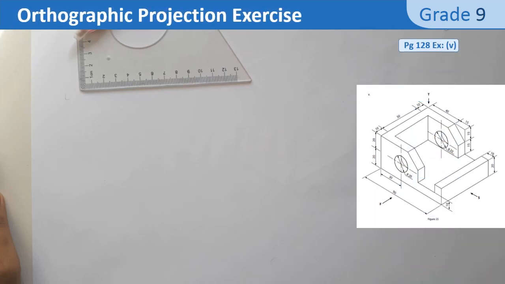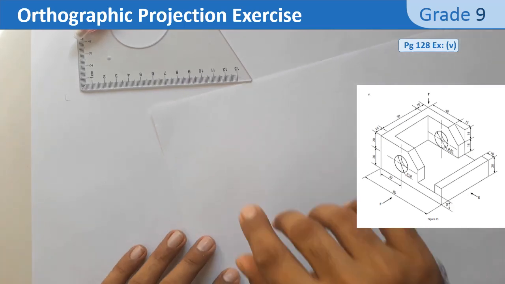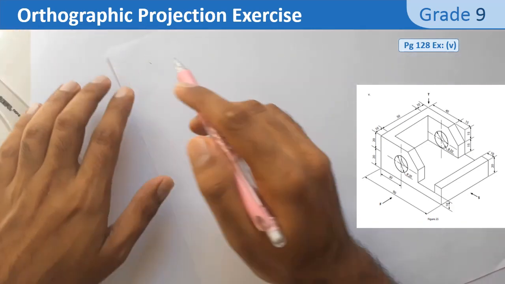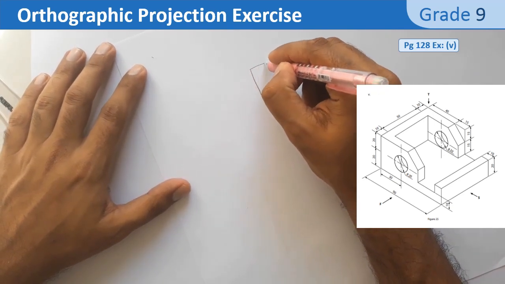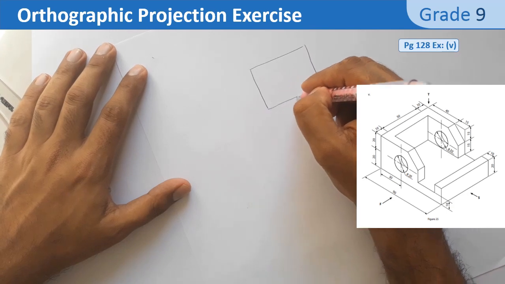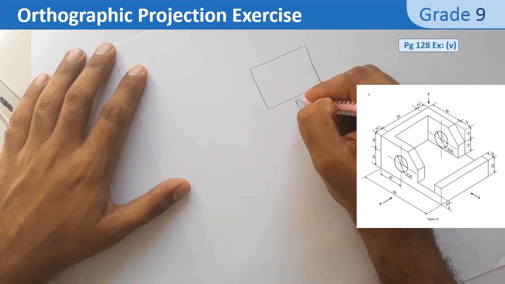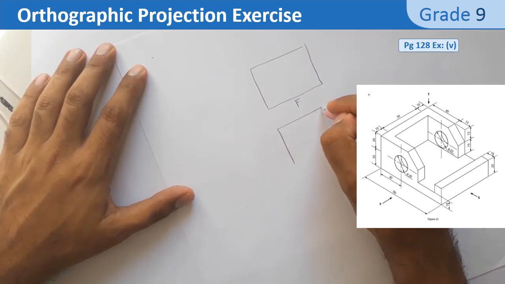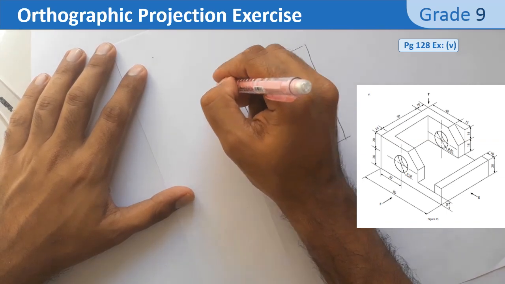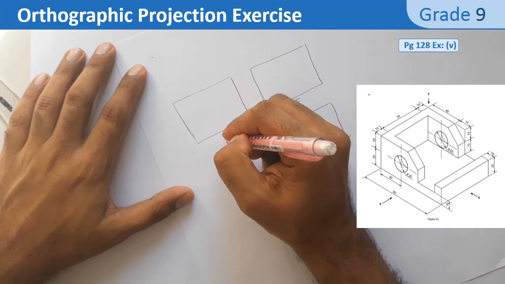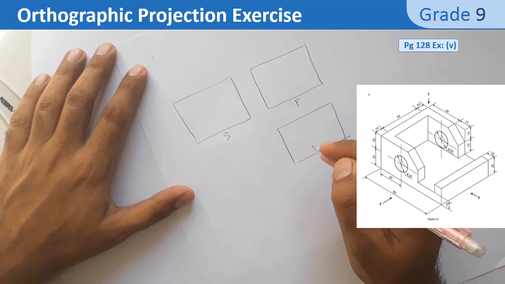It's page 128, exercise 5. Before starting using the instruments, we'll do a sketch of the orthographic views. This is the front view. At the bottom, we have the top view. And on the left hand side, we have the side view.